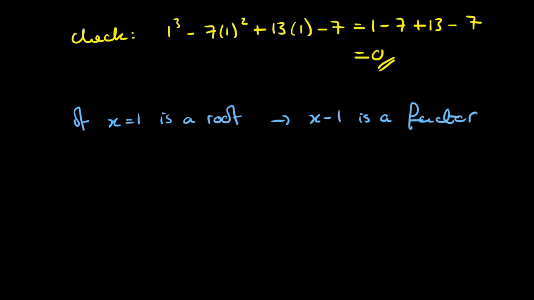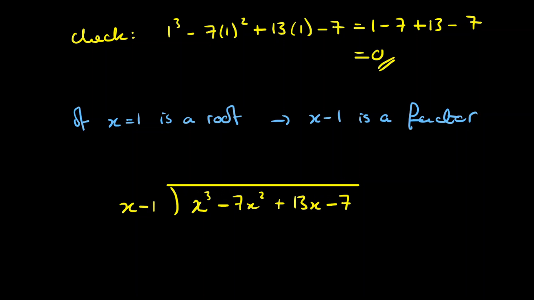So I'm going to take my cubic and divide through by x minus 1. So x cubed minus 7x squared plus 13x minus 7. I'm going to take this and divide it all by x minus 1. Okay, now then, how do we do polynomial division? We take x cubed, the leading term, and divide it by x. So x cubed divided by x is x squared.